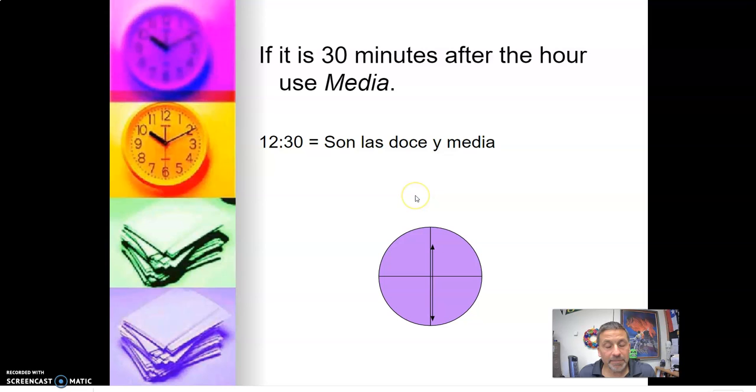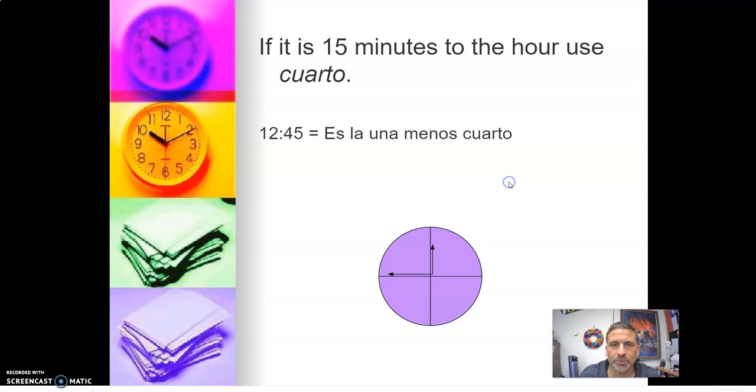Okay, let's keep going. If it's 30 minutes past the hour, I will use media. So here we go, 12:30. Son las 12:30. Okay, let's continue on. And we're going to get lots of practice this week too.